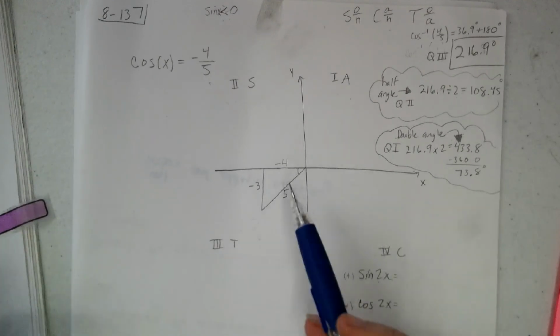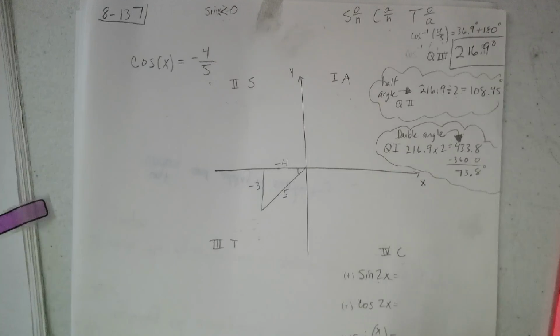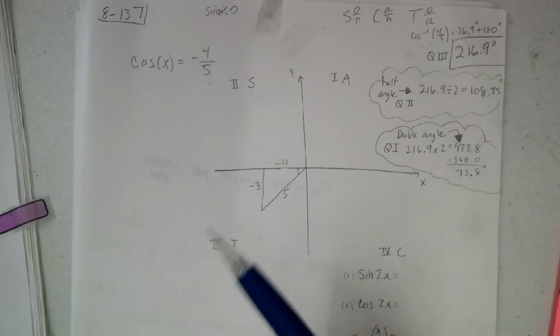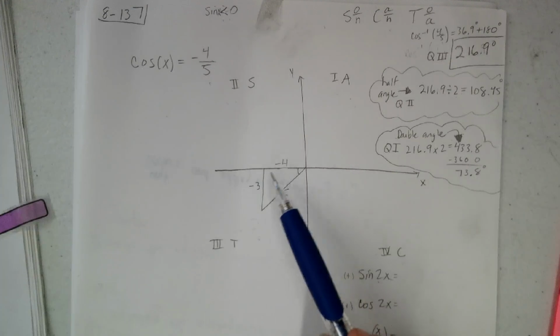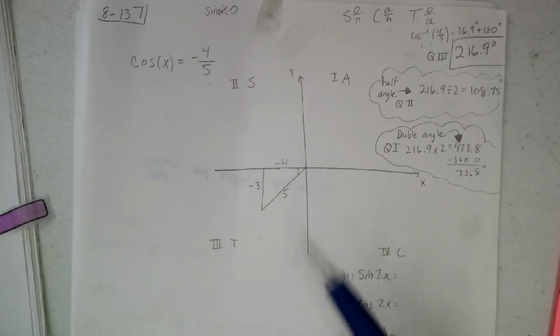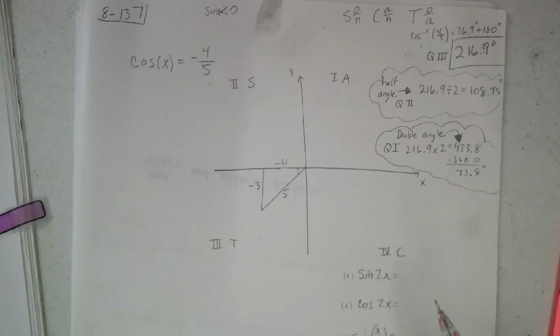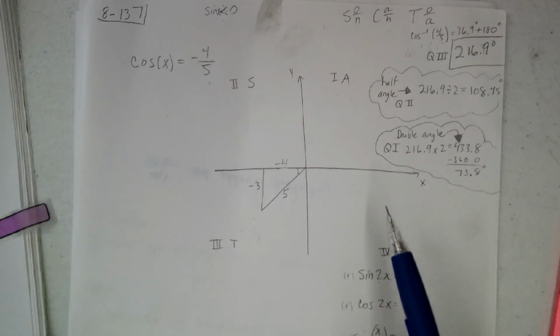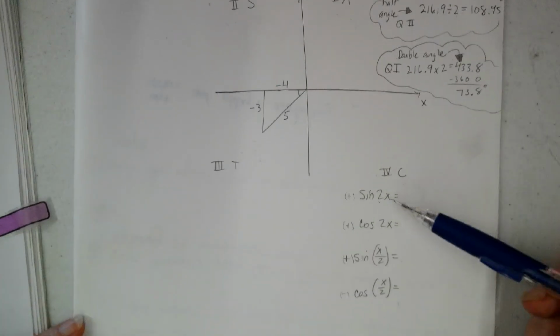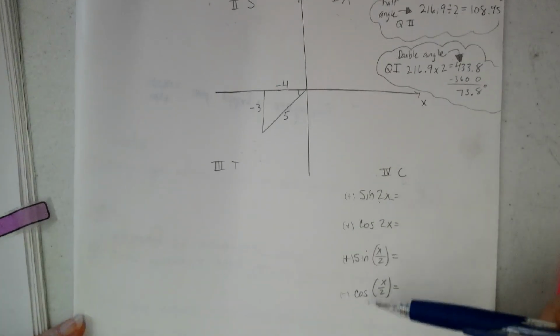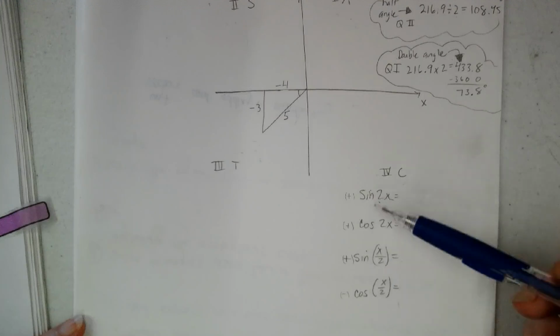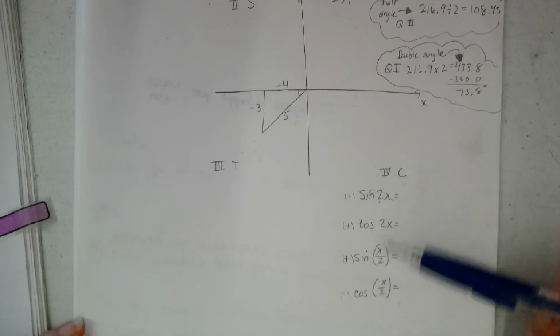Anyway, how did I get the numbers? It's a 3, 4, 5 Pythagorean triple. If I wouldn't have known the 3, I would have gone 3 squared plus b squared equals 5 squared, and that's how I got that. And so now I'm going to try to identify whether these angles are going to be positive or negative depending on what quadrant they're in.